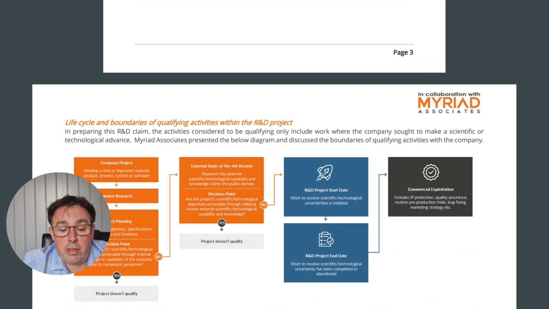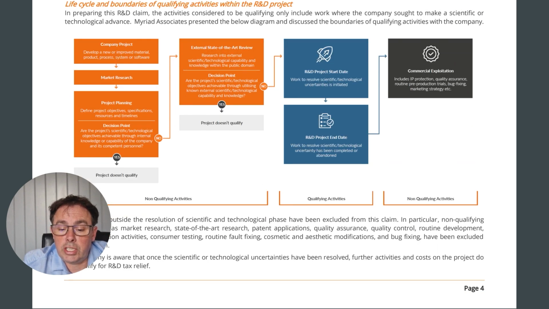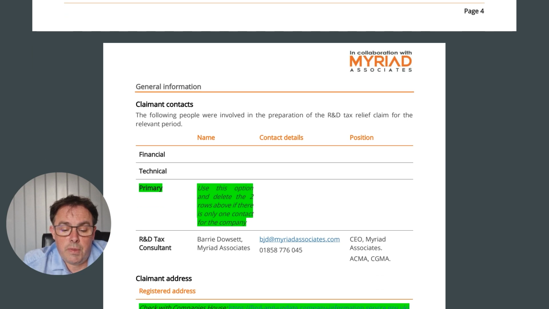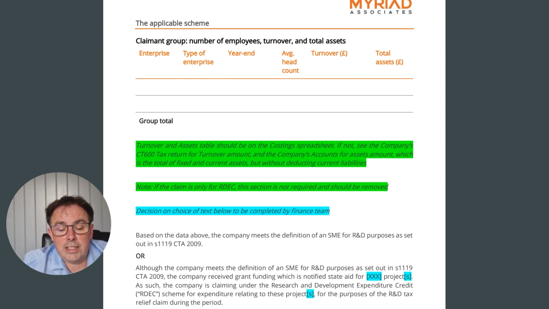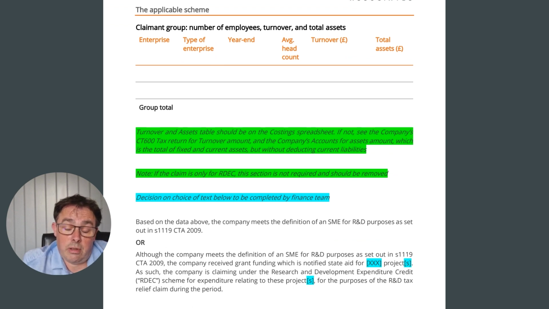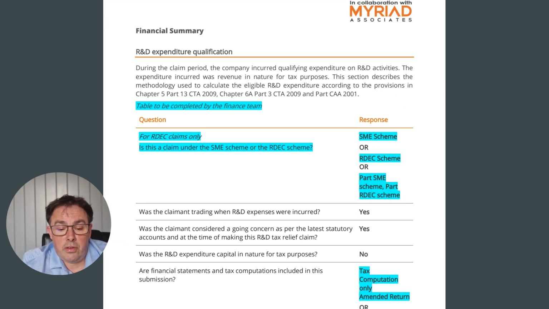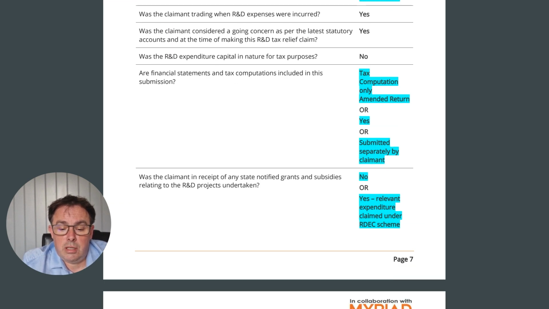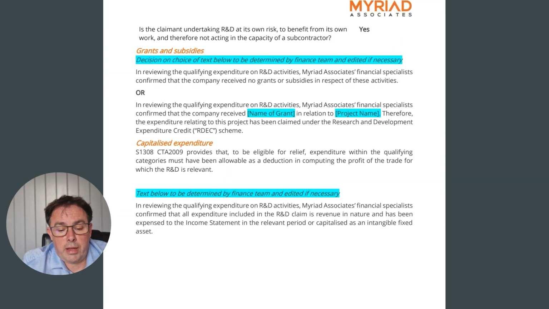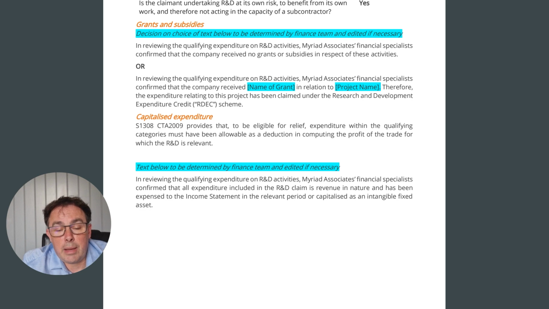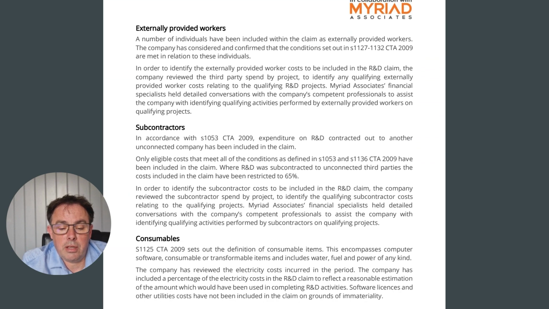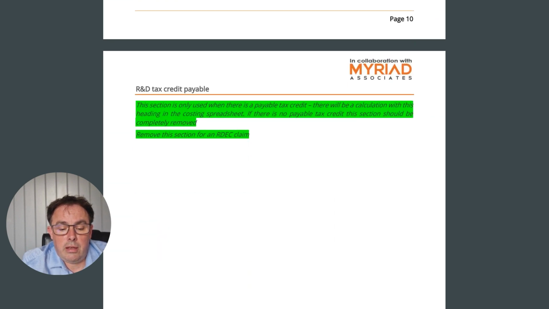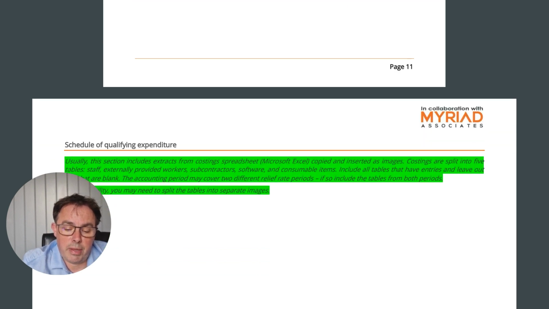That's about the life cycle and boundaries of a project. So we have a really pretty nice image on that one. And then we go through some information regarding the company, the size, to make sure if it's an SME or a large or RDEC. And we keep going. There's our qualifying expenditure analysis that we do. We talk about any grants or subsidies, any capitalised expenditure, the costing methodology. We keep going and going. There we go. And then we put in the amount that's to be claimed, i.e. the tax credit payable, what you receive from HR Revenue and Customs.